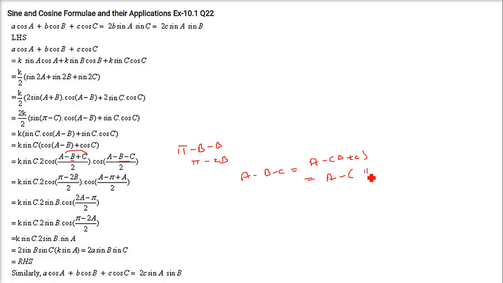B plus C can be written as pi minus A. So this can be written as A minus pi plus A. So you get a 2A minus pi here, and you already have a 2 here. So this will be cos pi by 2 minus 2B by 2. So what do you get? Sine 2B by 2. 2B by 2 is B only. So for this you get a sine B.